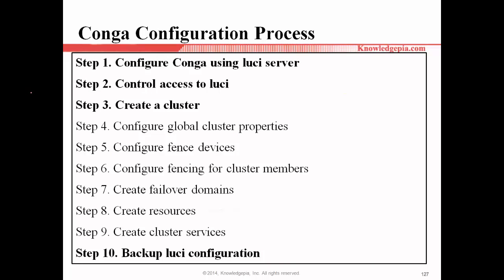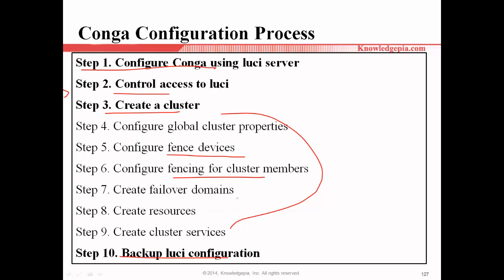Okay, in this video, for the Conga configuration process I have prepared 10 steps, but in this video I will show you only step 1, step 2, step 3, and step 10. Because from step 4 to step 9, maybe in the next videos, I will configure things like fence devices, fencing as well, failover also, and the resources. When I explain those topics, I will show you how to configure them. So in this video, I will focus on only 4 steps.